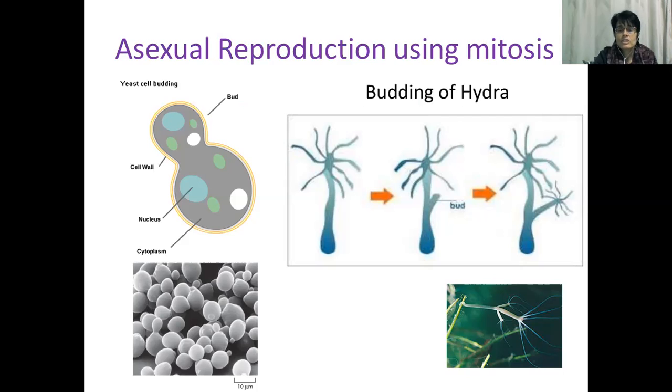But if the conditions become unfavorable, like if it gets colder, more towards winter, then these hydras actually reproduce sexually as well. This is for interest, so they make egg and sperm and fertilization and everything occurs. We're not going to talk about that here.